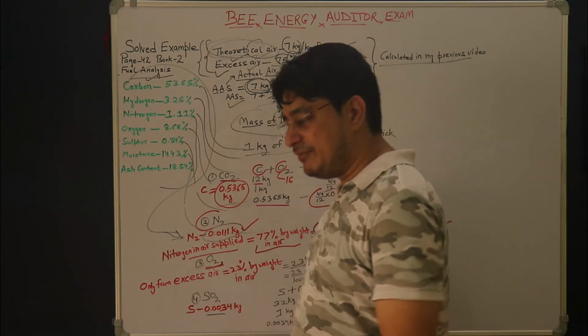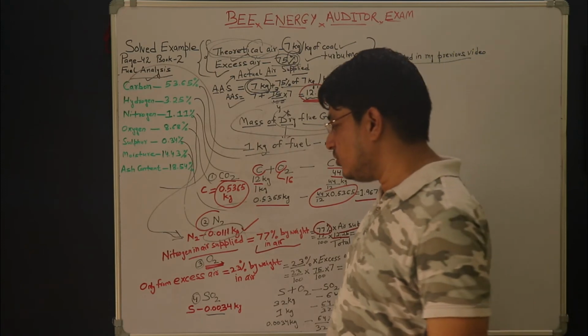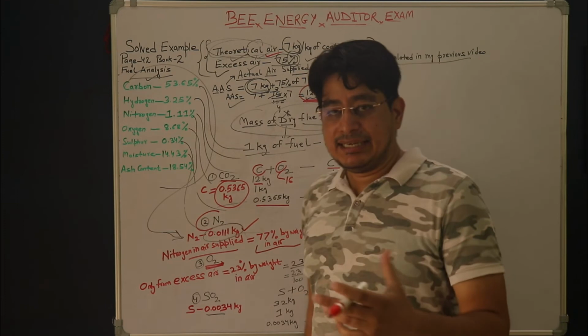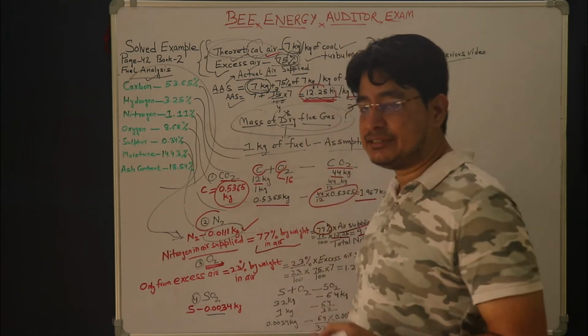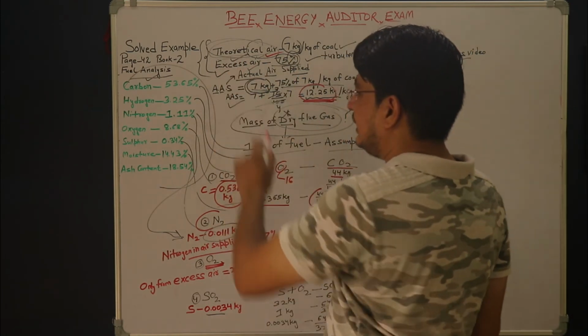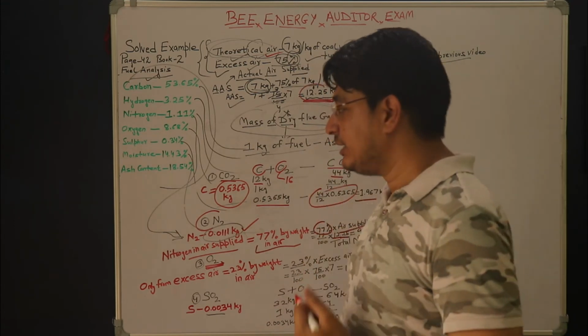Now friends, I will take the oxygen that will be present in the dry flue gas. As you all know, what is theoretical air? Theoretical air is just the air which is required for the combustion. Whatever is the amount of oxygen in the theoretical air will be 100% consumed in the combustion reaction.